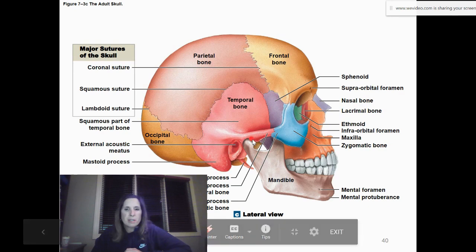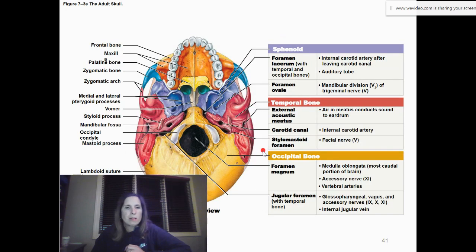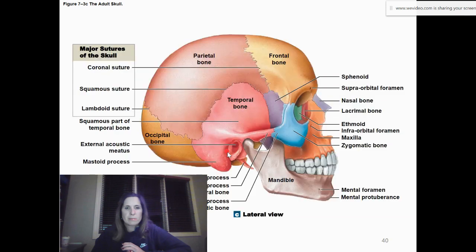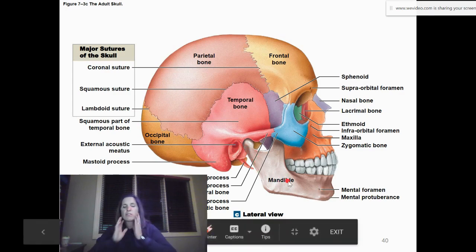Now, it's not labeled here, but the other thing that you have to know is the mandibular fossa. It is right here, but we're going to look at this on another slide. There's this depression, and I'm going to go back so you can see that, but it's on the temporal bone. And this right here is your mandible, your jawbone.